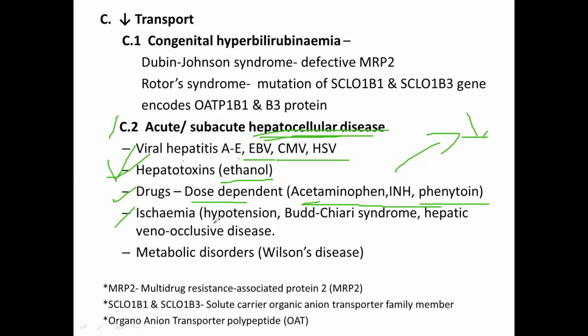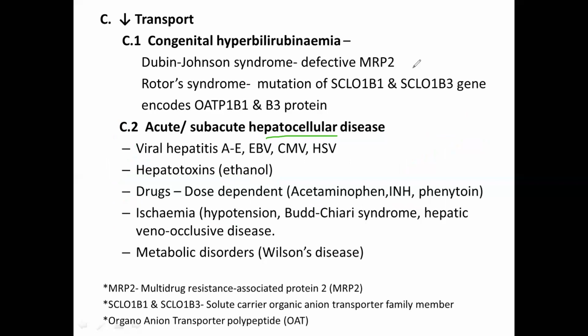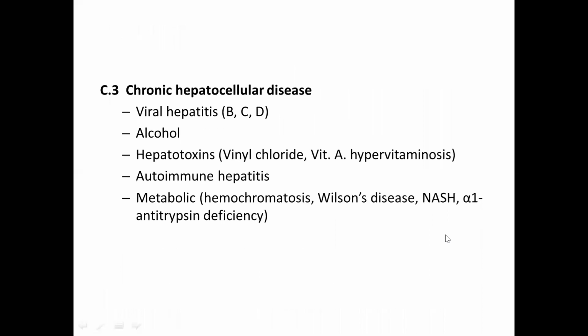Then ischemia. So ischemia may be because of hypotension. It may be because of Budd-Chiari syndrome. That means there is an occlusion of hepatic veins, and this occlusion may be because of thrombosis or tumor. And next is hepatic veno-occlusive disease, and lastly the metabolic disorders like Wilson disease. So what is meant by Wilson disease? All you know, there is an excessive deposition of copper in the tissues. So if the liver gets involved, again it will have some hepatocellular injury. So that is again a reason for decreased transport.